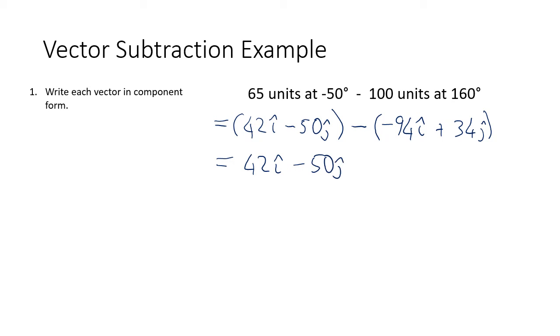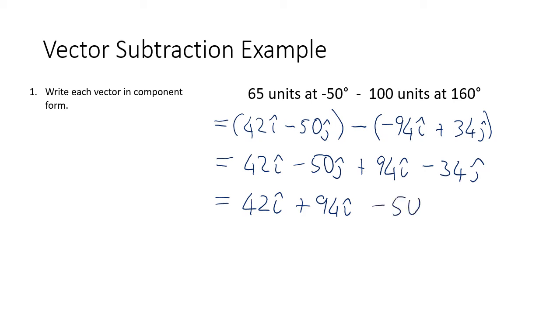Now this is where most people make their mistake. We're not subtracting negative 94i, we're subtracting the entire vector. We're subtracting negative 94i, which is the same as adding 94i, and we're subtracting 34j. Now the rest we can proceed just as we did with the last example. Let's group the like components. Let's group the i's together, 42i plus 94i, and let's group the j's together, minus 50j minus 34j.